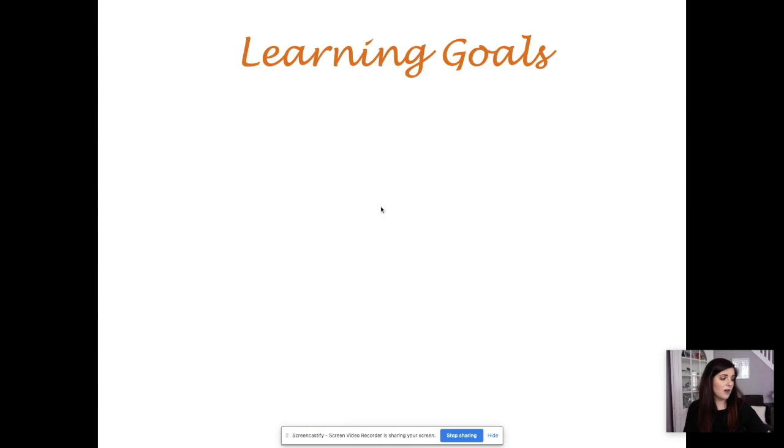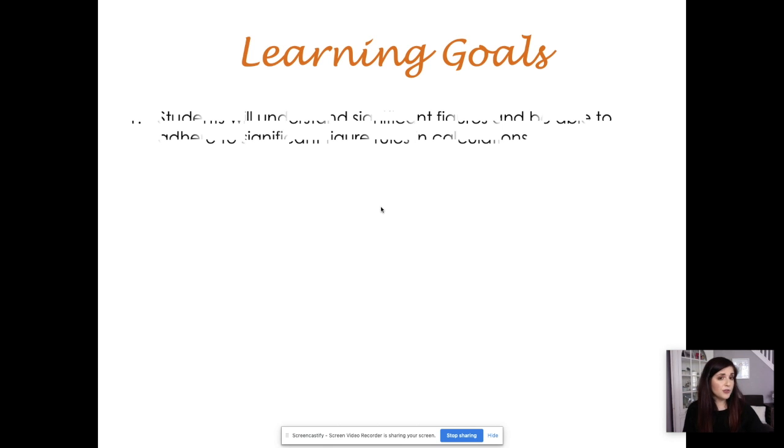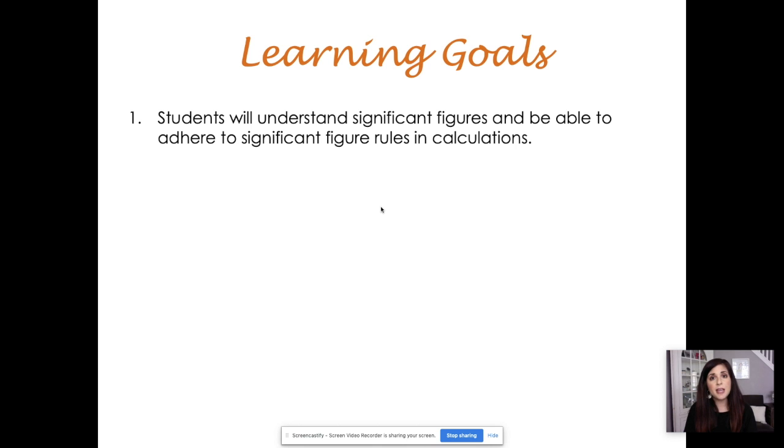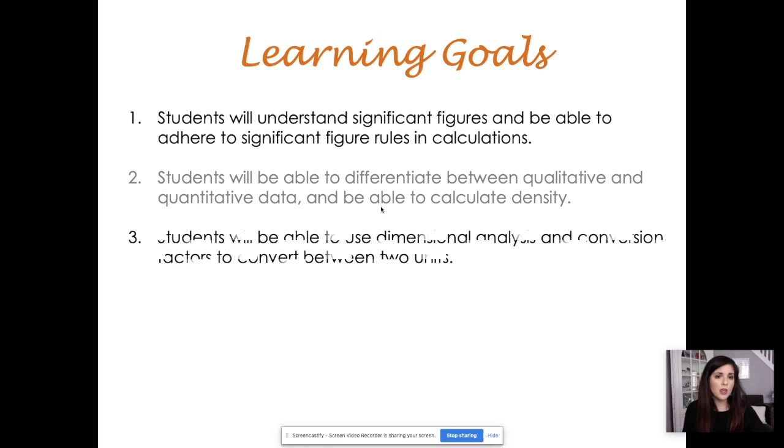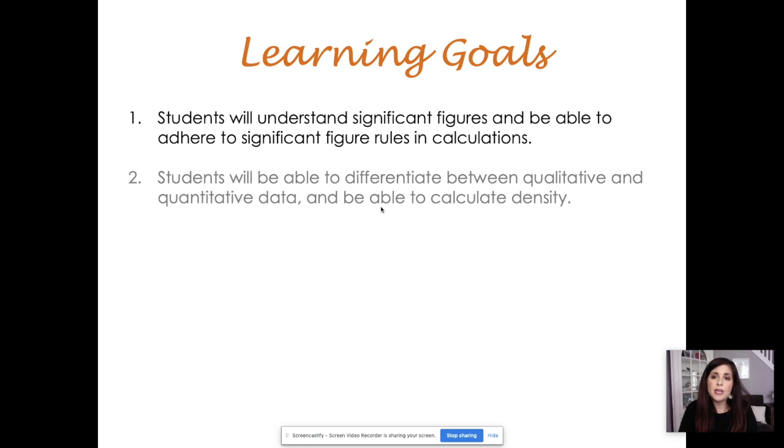You'll also see that there are 4 learning goals for this unit. So I will reference these relatively often in class. So you have to know how to do these 4 things at the conclusion of Unit 1. So the first one is you'll understand significant figures and be able to adhere to significant figure rules in calculations. You probably have never heard of a significant figure before in your math classes. Why are you learning about it now? Because in chemistry and science classes, we deal with measurements, not necessarily just whole numbers. And there's a little bit of uncertainty in those numbers, which we're going to learn about all in the first section. You'll also be able to differentiate between qualitative and quantitative data and be able to calculate density.